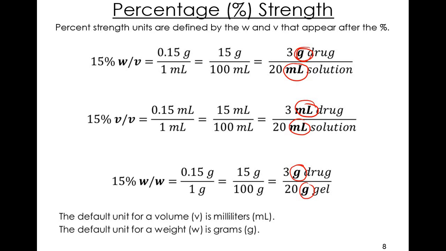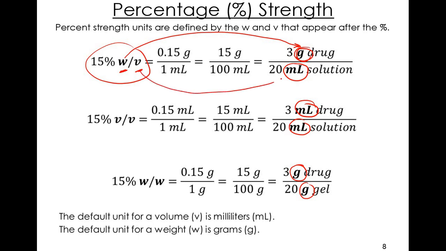So with percentages, we add the abbreviations W for weight and V for volume. So in the top example here, we have a 15% weight per volume. And so that tells you that the top part is going to be a mass, a weight in grams, and the bottom part, the total amount, is going to be in milliliters.